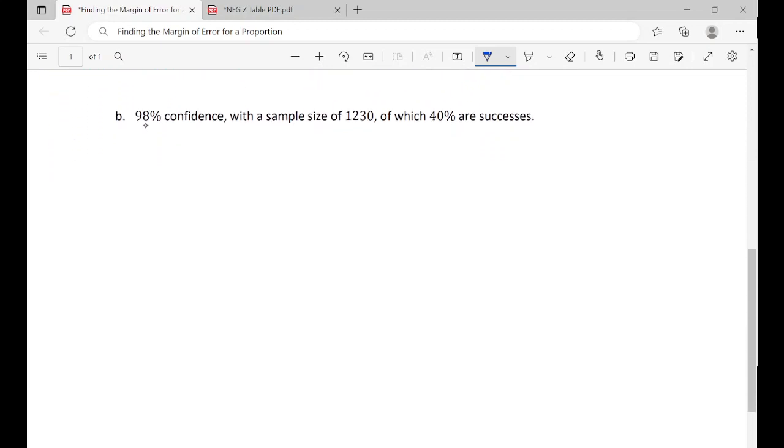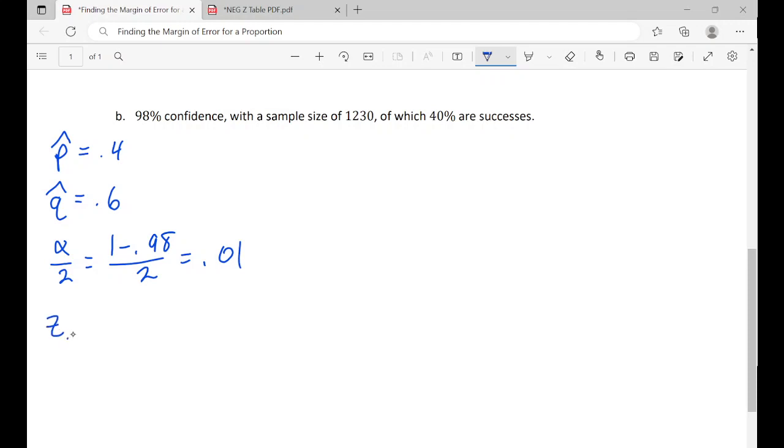Now this time we are 98% confident with a sample size of 1,230, and of which 40% are successes. So we don't actually have to find our p hat value. It is given to us, and again, like before, it is 0.40 or 0.4, which means q hat is going to be 0.60, and we still have to find our alpha over 2. So alpha over 2 is going to be 1 minus 0.98 over 2, which is going to give us 0.01. So we need to find our z-score of 0.01, our critical value, excuse me.